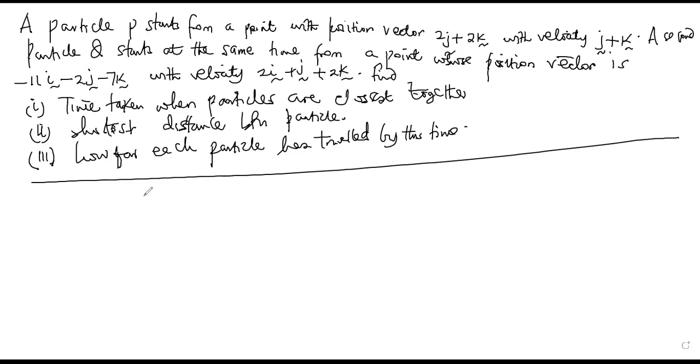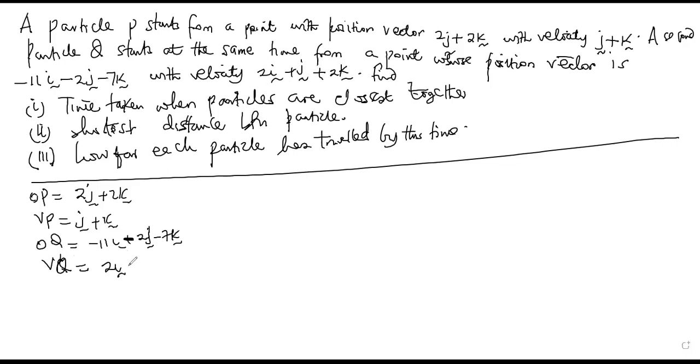So let's see the time taken when particles are closest together. Now, they have given us OP as 2j plus 2k. They have given us velocity j plus k. They're giving us OQ negative 11i minus 2j minus 7k. Still, they have given us VQ as 2i plus j plus 2k.